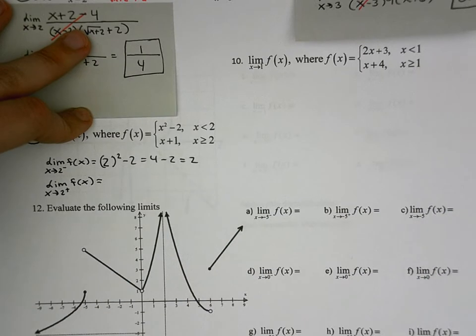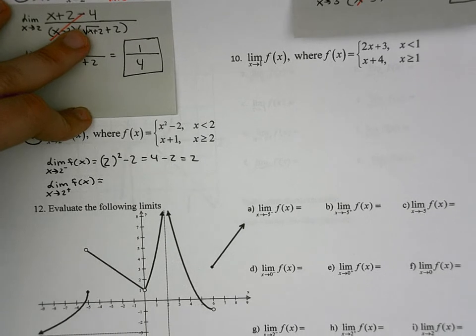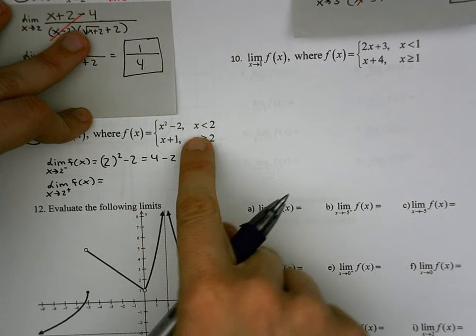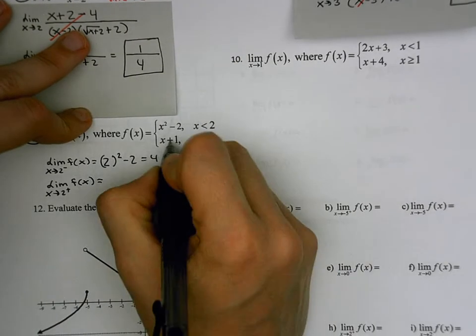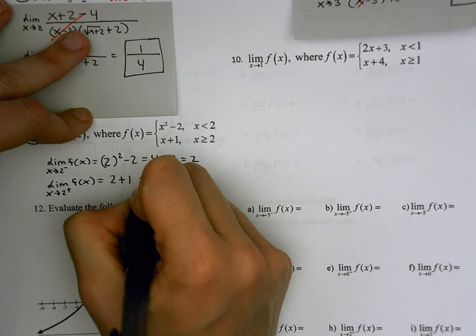Which one's my more than? I'm sorry, which one is my right? Okay, my right is my more than, which is the bottom one. X is more than 2, greater than 2. So I'm plugging 2 into that bottom one. 2 plus 1, which is 3.